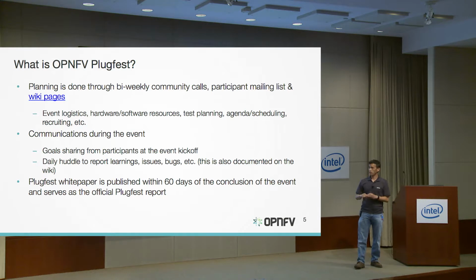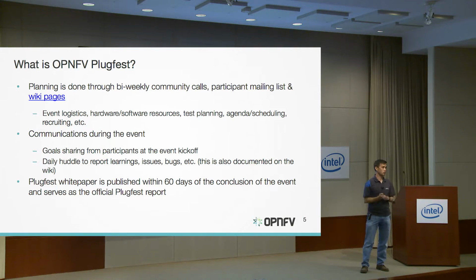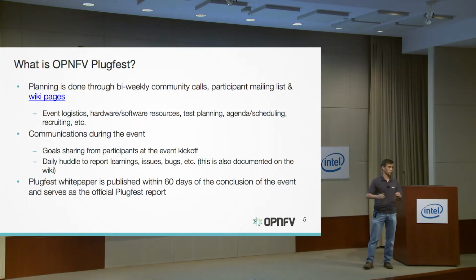And last but not least, OPNFV, we publish official results through a white paper, and we do it within like 60 days. I think after the event in New Hampshire, it probably took close to 60 days because of the holidays, but the last one I think was actually published within like 4 to 5 weeks, so we're trying to shorten that time, and that serves as our official report.